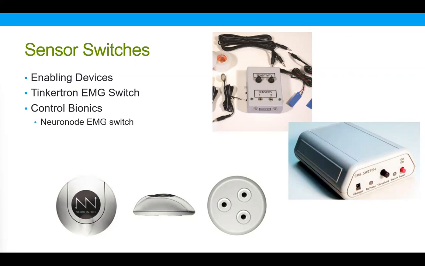But since then, we've had some much more sophisticated but also very expensive options join the fray. And this includes the Tinkertron EMG switch, which is pictured to the right, and the NeuroNode EMG switch, which is pictured on the bottom from Control Bionics. Both of these are much more sophisticated in that they actually read, just like an EMG test, the muscle activity. And you can set up the required amount of muscle activity to activate the switch.